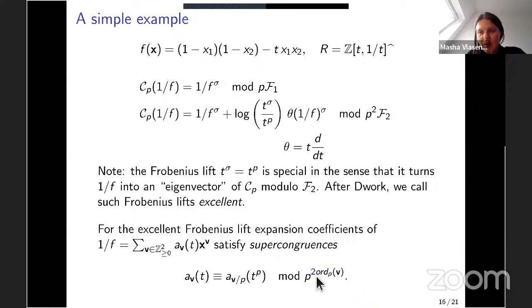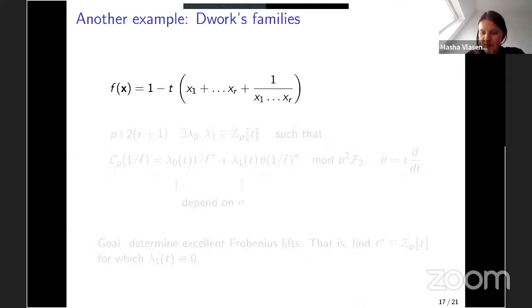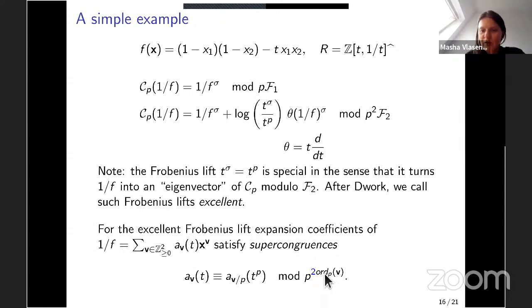So this becomes stronger. And there are many examples of such things in the literature, when the congruence, which is usually modulo p to the s, becomes, for all s, a congruence modulo p to the 2s or 3s and so on suddenly because of some special property. So here this property is the special Frobenius lift, which is called the excellent lift.